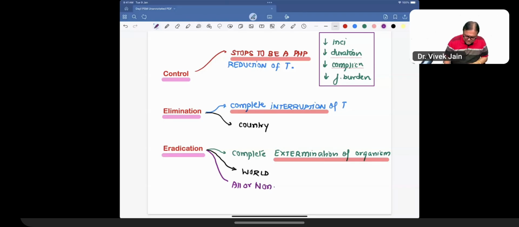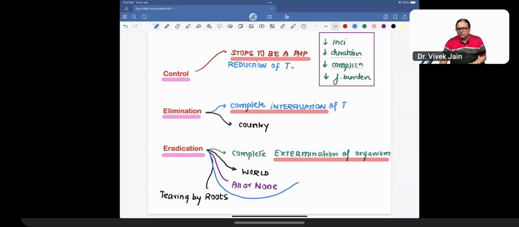Which of them is known as tearing out by roots? Control, elimination, eradication. Again, eradication, जड़ से उखाड़ना. No organism, no disease can occur. Right? Okay. Which diseases have been successfully eradicated from this planet?